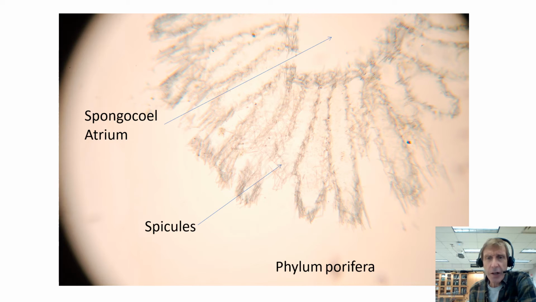This is also Grantia. You can see the spongiocele still here in the middle, the open central cavity. In this one, they've digested away most of the organics, so what you've got are just a bunch of spicules. Look at this one under higher magnification, and you'll see the little spiky spicules strewn about in the shape of what was the sponge. So again, phylum Porifera.